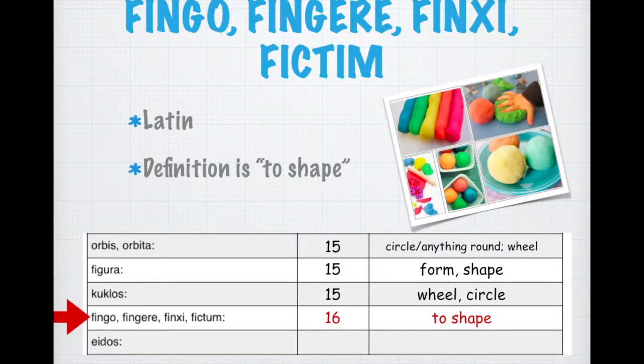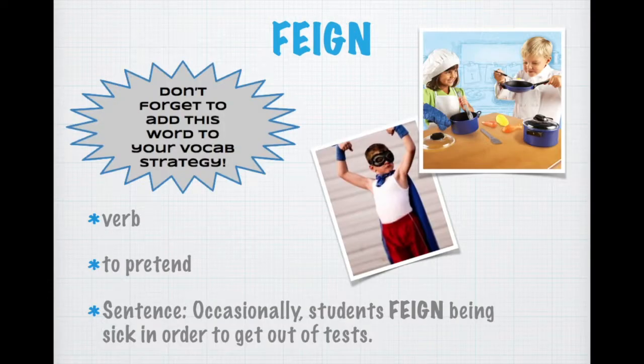The first root that you'll need to add to your card is fingo. Fingo means to shape. So make sure you're adding this to your root card. And when we're done with this lesson, you should have that root card completely filled out. Again, fingo means to shape. The first word that uses fingo as a root is feign. Feign means to pretend.